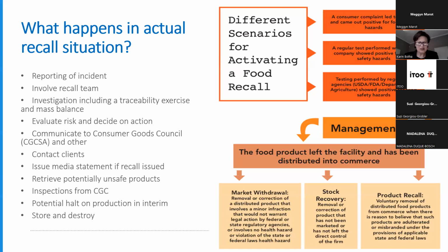There are media statements that need to be issued. You need to, as quickly as possible, locate your unsafe product and get it back. There'll be inspections from the Consumer Goods Council or maybe other legal departments as well, and you'll potentially stop production until you are cleared again for production by government. And then you have to store and destroy all the unsafe product. And if it wasn't a malicious contamination or something like that, you have to obviously identify the root cause of this and how to prevent it from happening again.